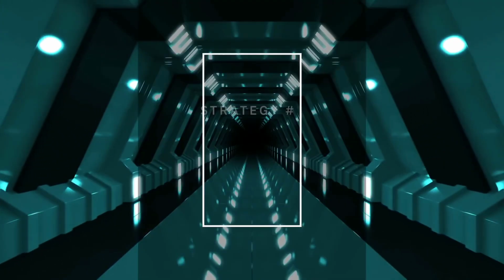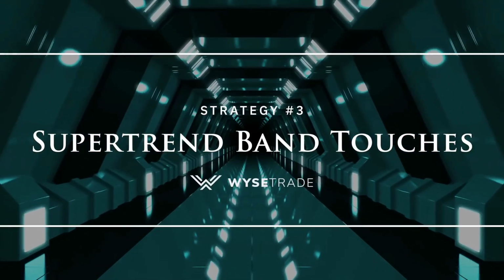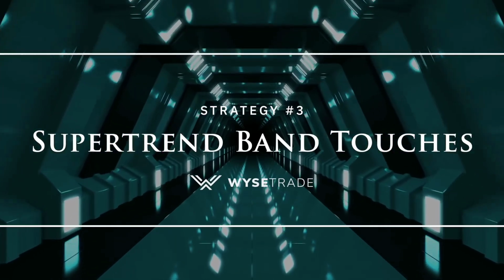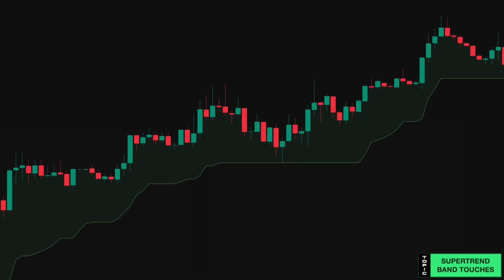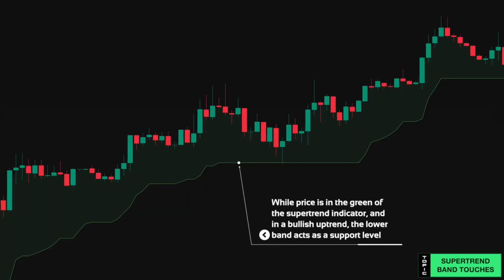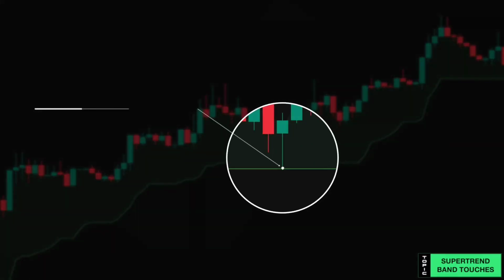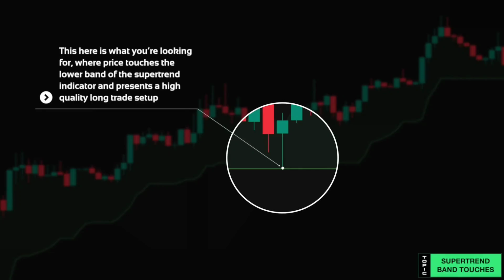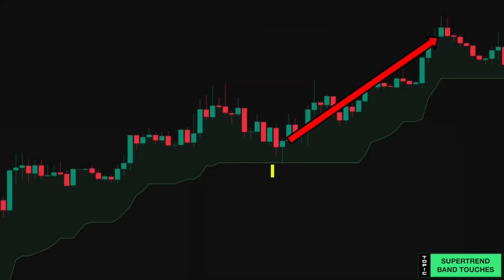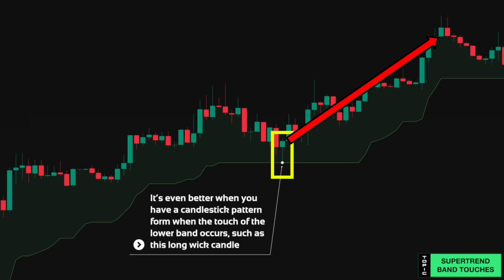Let's now get into super trend band touches. While price is in the green of the super trend indicator and in a bullish uptrend, the lower band acts as a support level. This here is what you're looking for, where price touches the lower band of the super trend indicator and presents a high quality long trade setup. It's even better when you have a candlestick pattern form when the touch of the lower band occurs, such as this long wick candle.